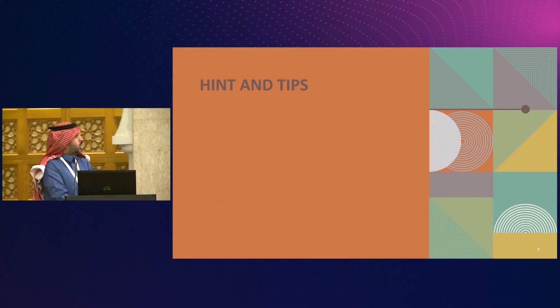So let's have a look at some hints and tips when it comes to head and neck. And before we dive in, what are the organs that are quite sensitive in head and neck? Eyes, lens, and thyroid. Okay.